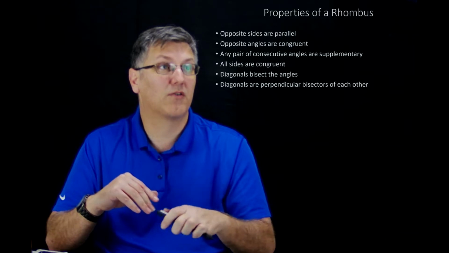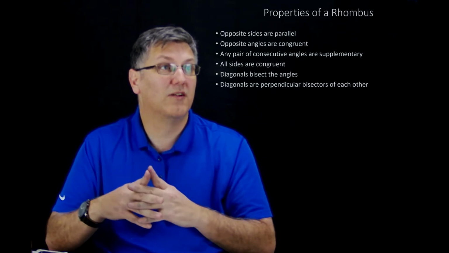All right, let's look at another special quadrilateral. This one is actually called a rhombus. My generic definition of a rhombus is nothing more than a parallelogram with all sides congruent. That means all four sides are the same length. It's still going to have all the same properties of a parallelogram.